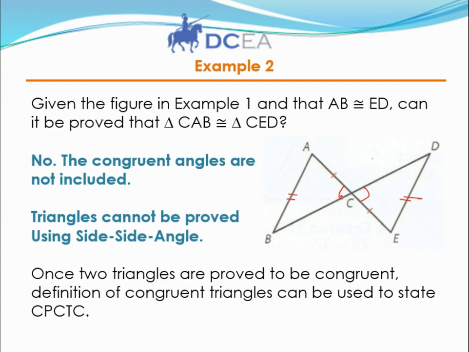Once two triangles are proved to be congruent, the definition of congruent triangles can be used to state CPCTC, or the congruent parts of congruent triangles are congruent. So once you've proved two triangles congruent, you can begin to take the parts and prove them congruent also. So if we knew that these triangles were congruent, we could now state that BC was congruent to CD, and we could state the angles.